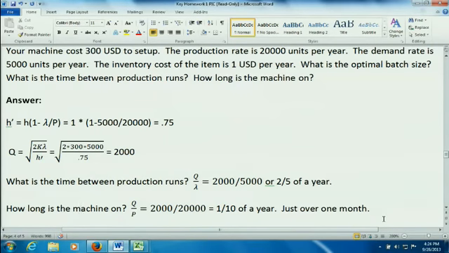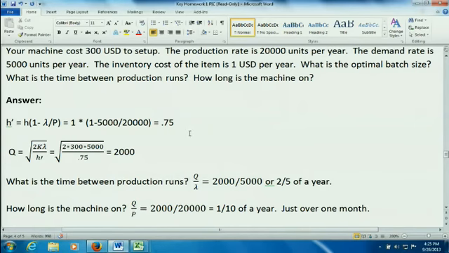Well, the optimal EOQ with finite production is that the holding cost gets changed, right? So the holding cost is equal to the old holding cost times 1 minus lambda over P. And so my new holding cost is 0.75. My optimal order quantity Q is 2,000 when I plug it in. Now, what is the time between production runs? Well, you take Q divided by lambda. So if I'm producing 2,000 items at a time and the demand is 5,000 per year, the time between production runs would be 2/5 of a year. It's obvious, right, when you say it like that.